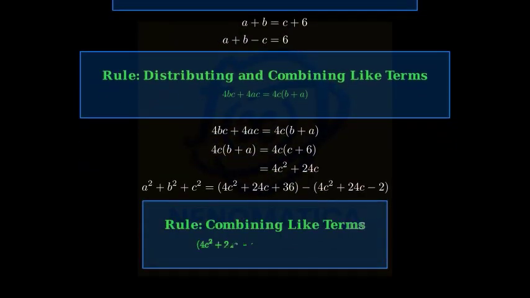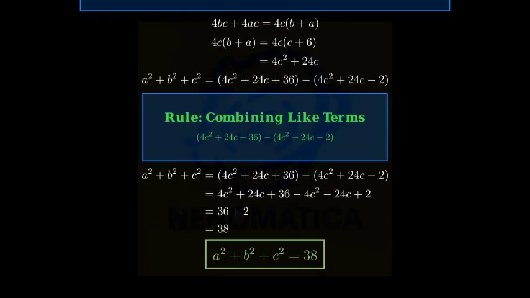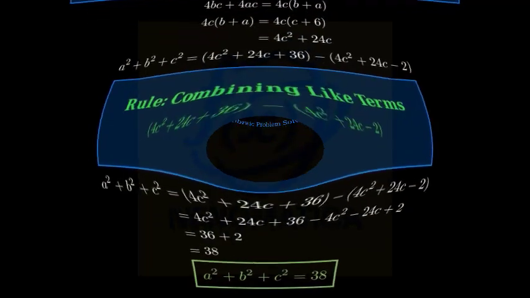The 4c squared terms cancel out, the 24c terms cancel out, and we're left with 36 minus negative 2, which equals 36 plus 2, which equals 38. Therefore, the value of a squared plus b squared plus c squared is 38.